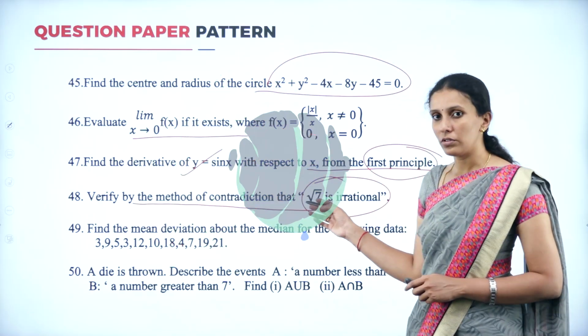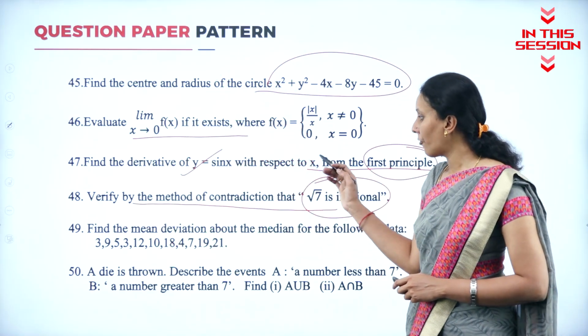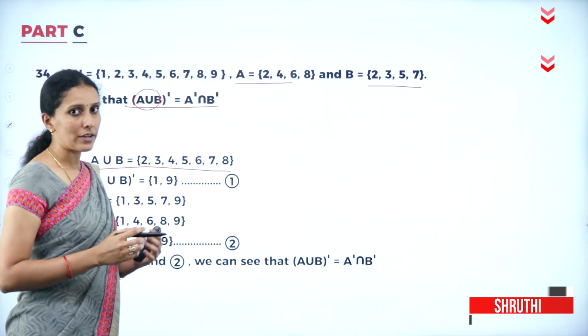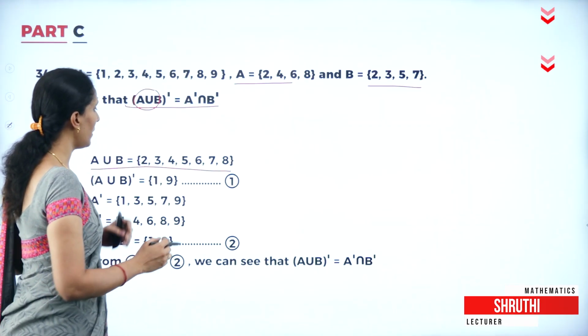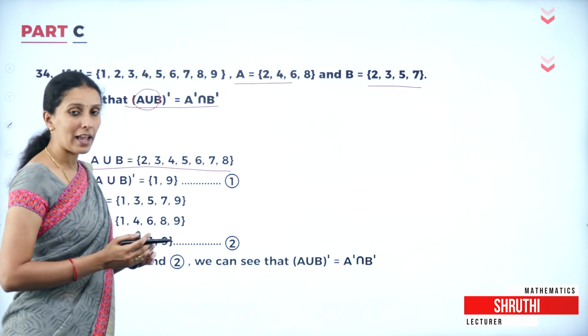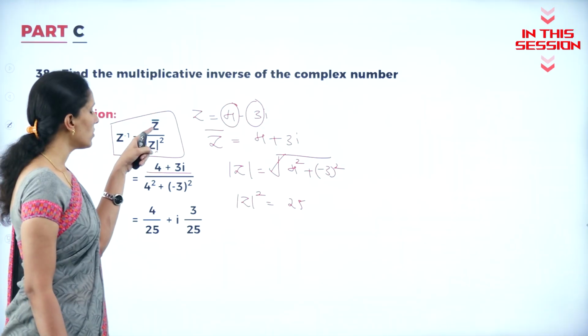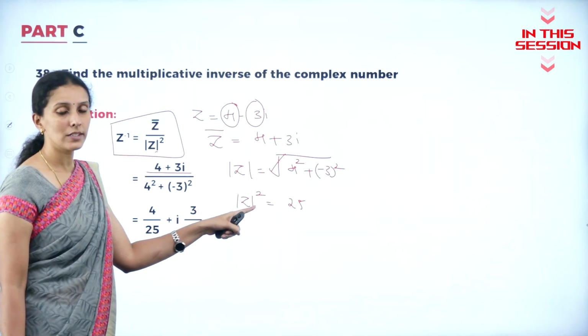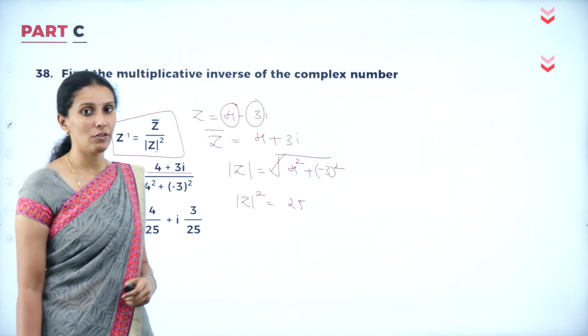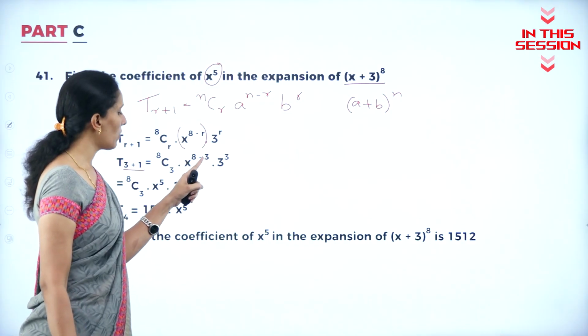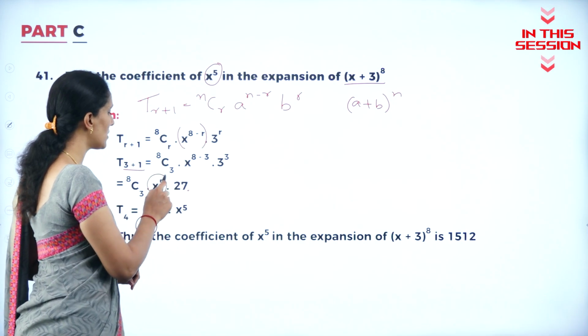Maybe they may give you root 3 sometimes, root 2 sometimes. We have to find out by the method of contradiction. We need A union B whole dash, that is the complement of A union B. The elements which are not in A union B can be found out by the universal set. Writing the conjugate and dividing it by mod z square will give you the multiplicative inverse of a complex number. So when you substitute r is equal to 3 here, it becomes x power 5.